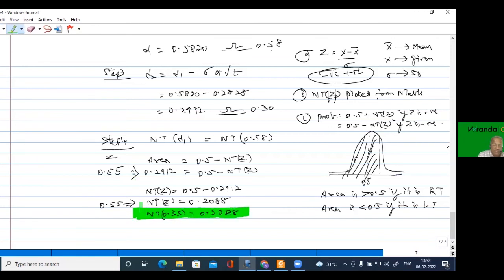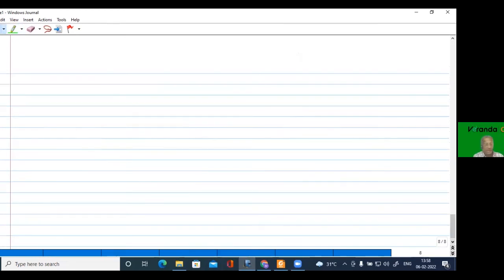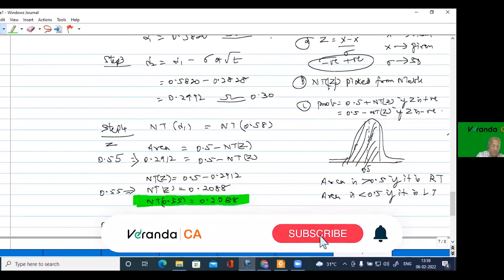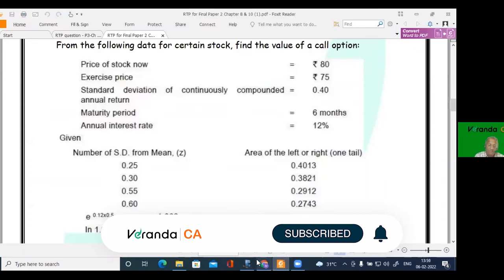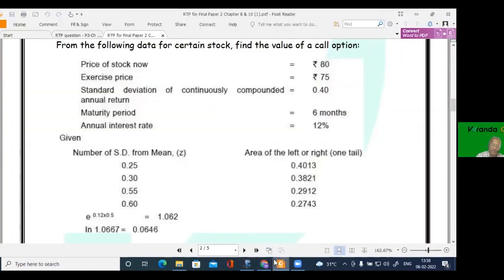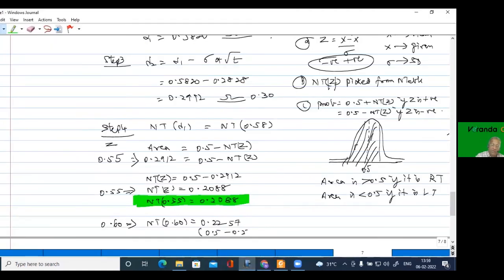This is the finding here. Correct. For 0.60, similarly, the normal table value of 0.60 is equal to 0.2257. 0.5 minus that is 0.2743. Now I just got it like this.